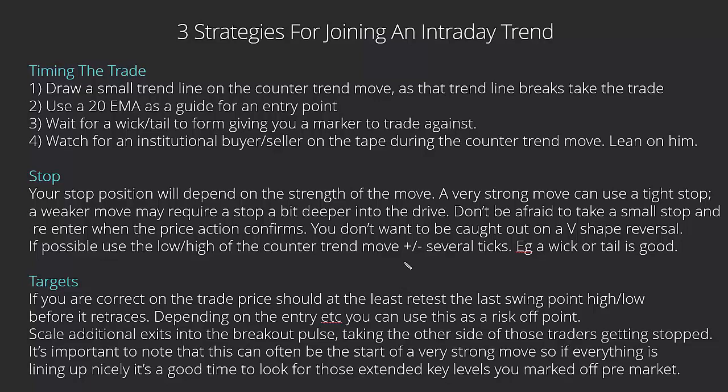Okay, so timing the trade. We just talked about the 3 ways of getting on board that trade. Number 1 is we draw a small trend line. Let's get the drawing tool out. We draw the trend line on the counter trend move. There's the drive. This is the trend line we draw in with our drawing tool. And then as the price breaks that, we're looking to go long at that point. Great. We know what that's all about.